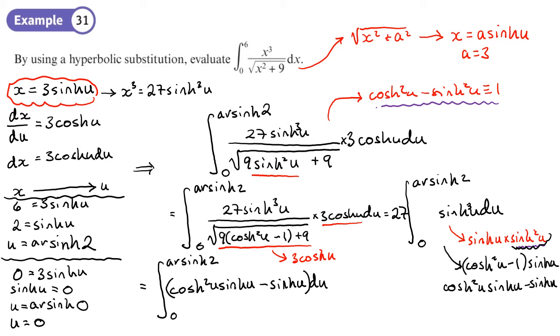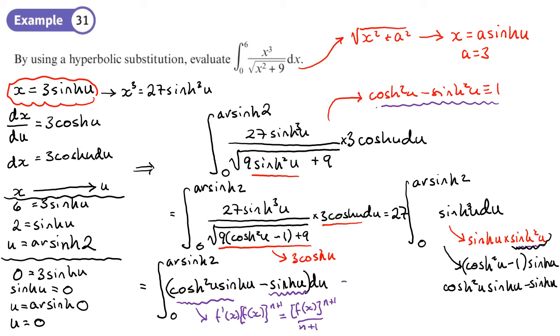Now the second bit's no problem. We can integrate that. That'll become cosh u. And then for the first part, it follows this pattern. So this bit here is like that, f dash of x, f of x to the power n. Yeah, it's that pattern, isn't it? And so it becomes f of x to the power n plus 1 over n plus 1. So that's what we're going to use to integrate the first part.